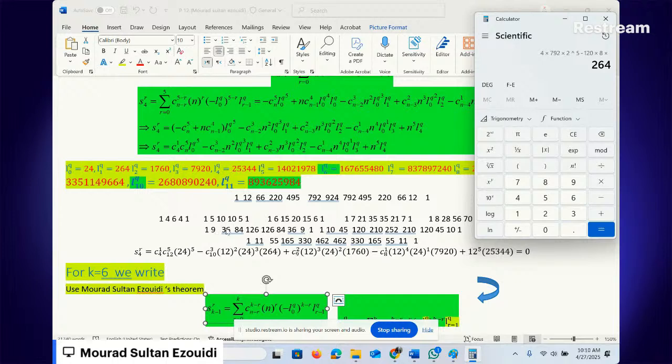Plus 9 choose 2, which is 36. Plus 36, multiplied by 2 squared. Why 2? Because I will write 24 as 12 squared times 2 squared. 12 squared times 12 cubed is 12 raised to the power 5. We told before that is a common factor.